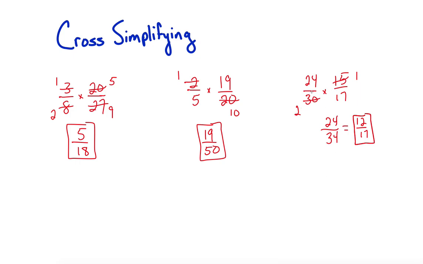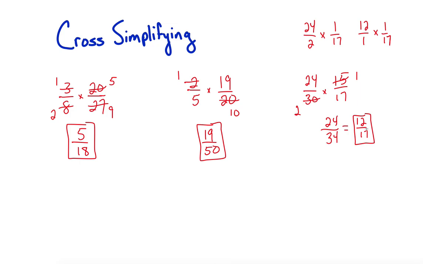Let me rewrite it. I was left with 24 over 2 times 1 over 17. So I can't cross-simplify anymore, but recognize this 24 over 2, I can reduce that, right? 2 goes into 24 12 times, and 2 goes into itself once. So this 24 over 2 can become 12 over 1. So now when I multiply that by 1/17, I get this same answer of 12/17.